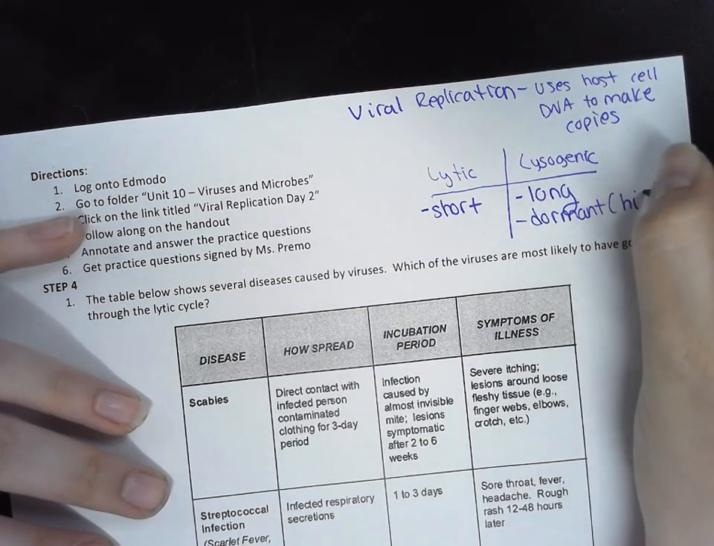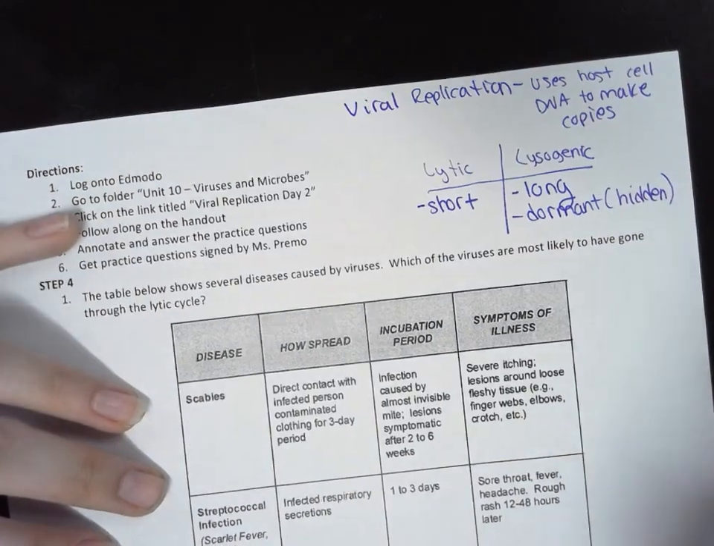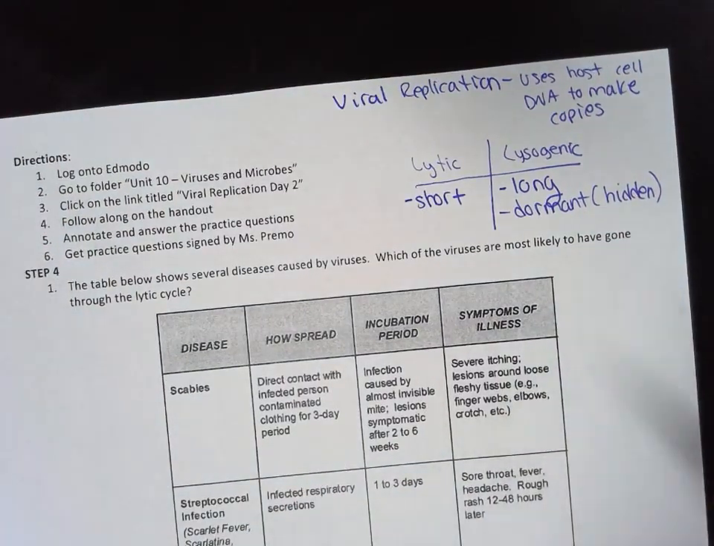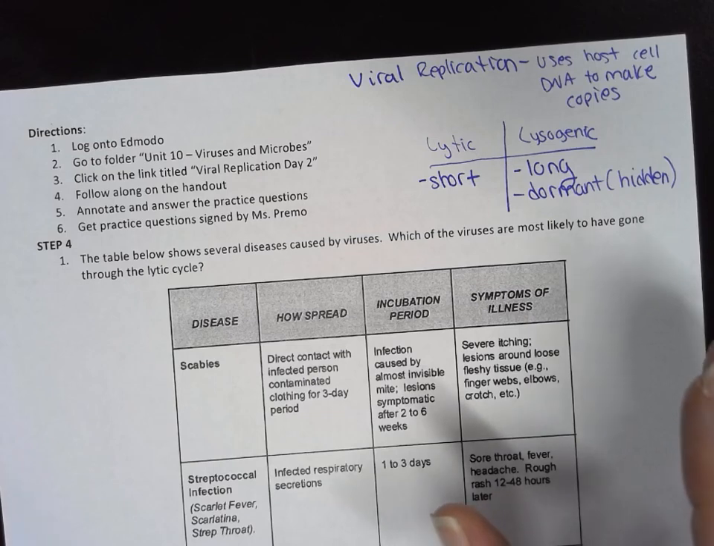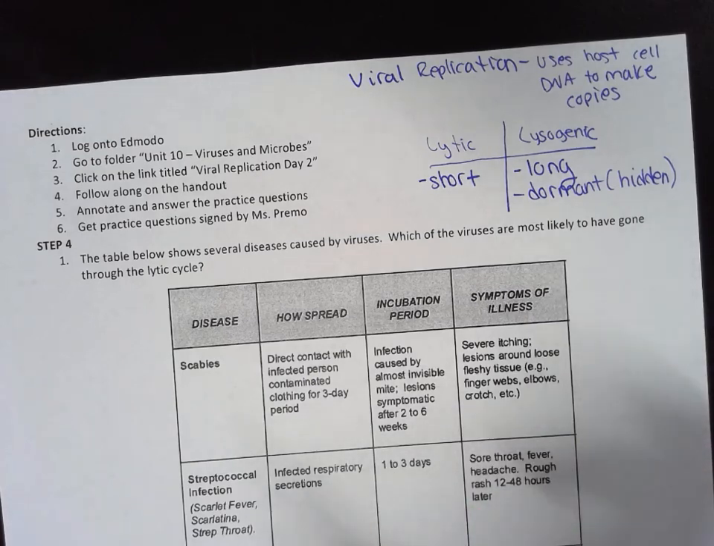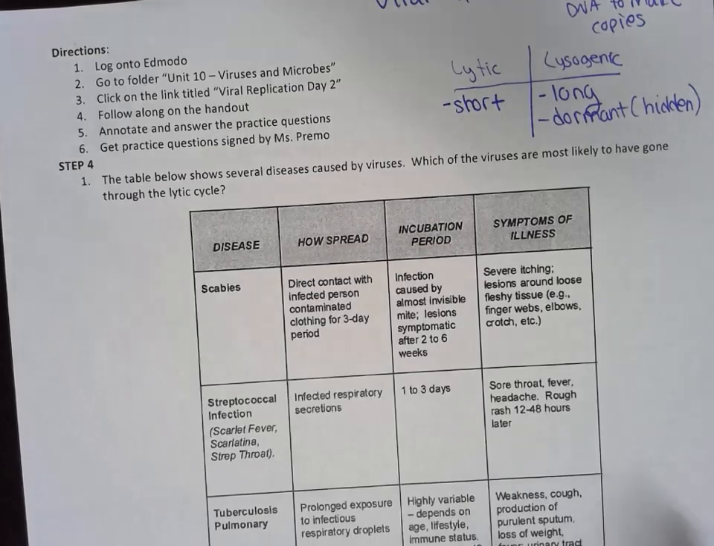Lysogenic viruses are super scary because you may be infected, but you don't know that you're infected. They can be in your cells for years, and then all of a sudden they decide now is the time that they're going to replicate and invade your cells. All right, so we're going to go through two practice questions to determine if they're talking about lytic or lysogenic cycles. So make sure you're annotating as I'm annotating.